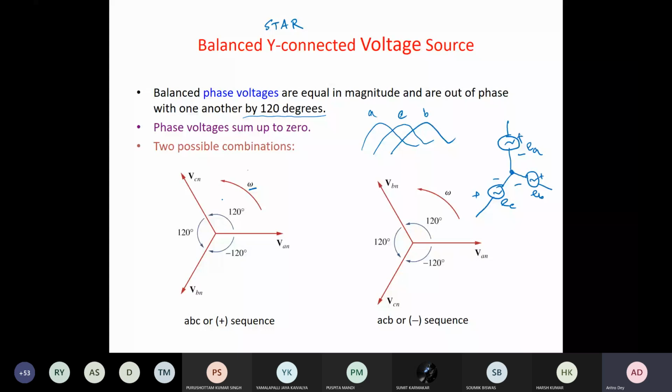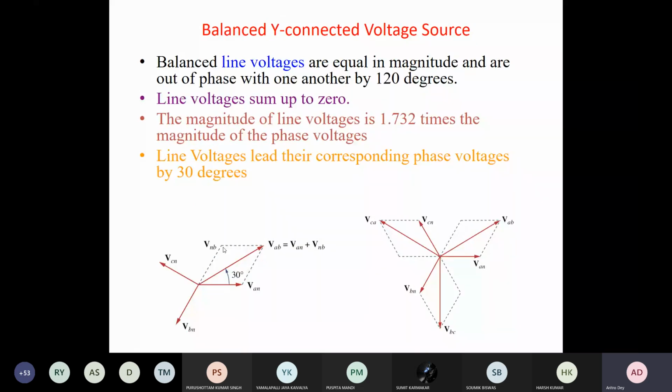So these are your two possible combinations, and as per their occurrence, like your peaks are achieved for phase A and then C, then B, then we call it ABC, or like this way ABC, and it is ACB. So it's the other way around. Here, as per the rotation, this will be ABC. It is written wrong, and it will be ACB. So first peak is for A, then for C, then for B. Okay, so now balanced line voltages are equal in magnitude and out of phase with one another by 120 degree. That is also true, and we can show it.